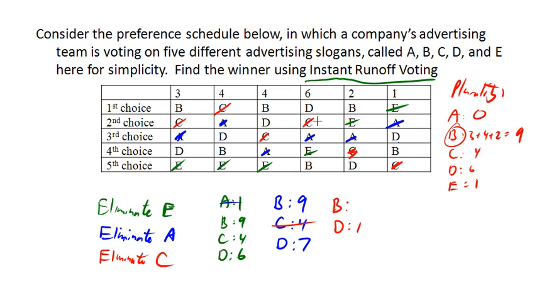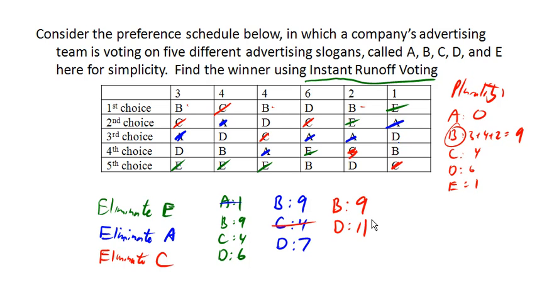And what do we got? 3, 4, and 2 is 9 for B. And so at the end of our eliminations there, we end up with only two choices, B and D, and the one with the highest number of first place votes at the end of the elimination here is D.